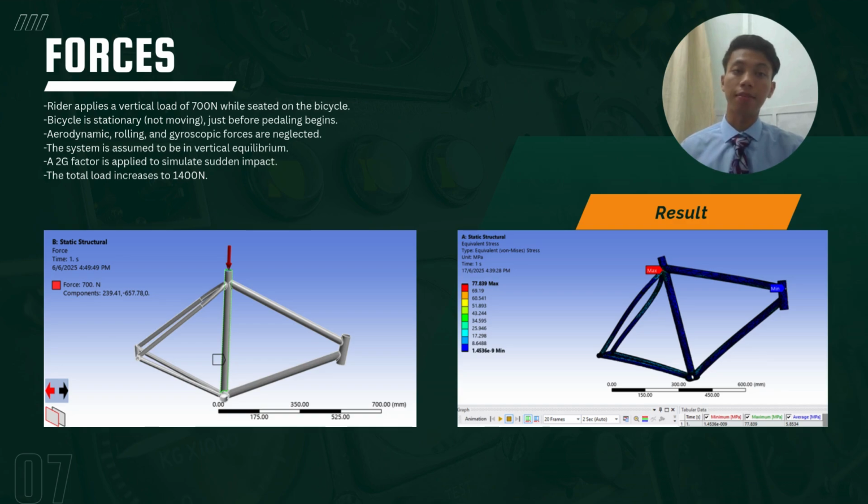Okay, now I will explain about force. You can see the two geometries. For the first geometry, the applied load is 700 Newton, as a rider sits on the bicycle and the bicycle is not moving. We assume the system to be in vertical equilibrium, and then a factor of 2g is applied to simulate sudden impact. The total load on the frame is 1400 Newton.